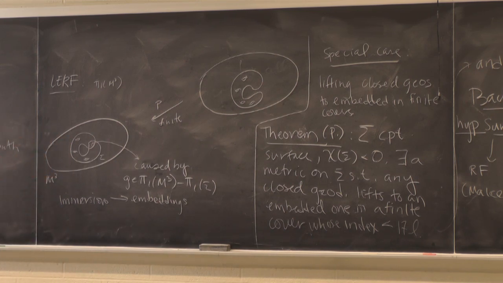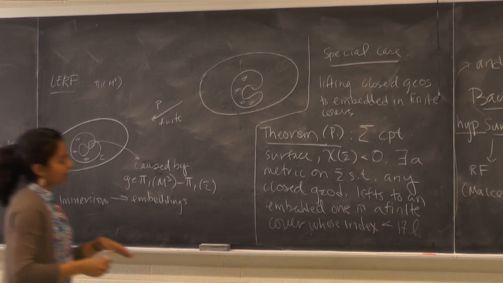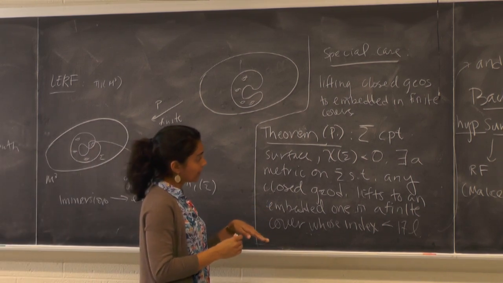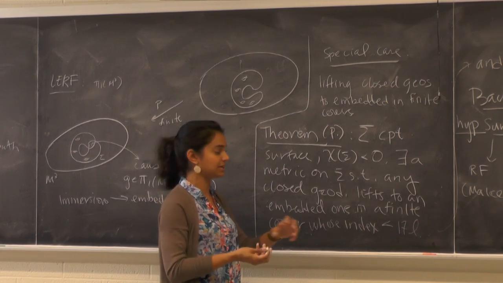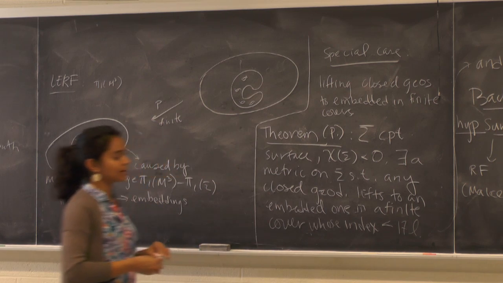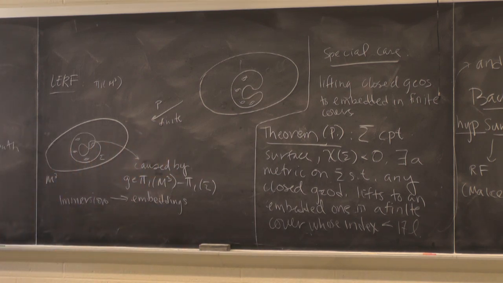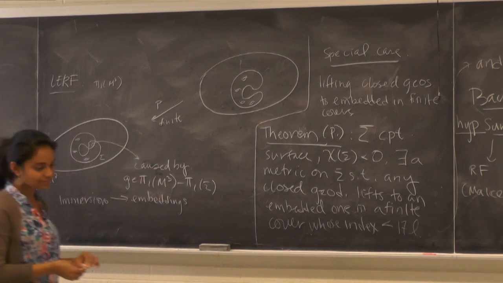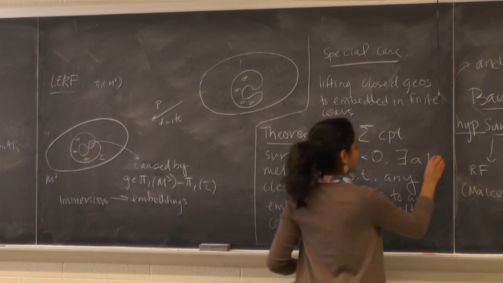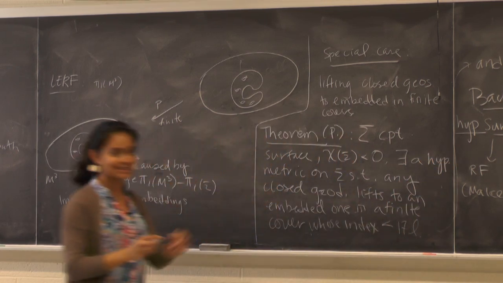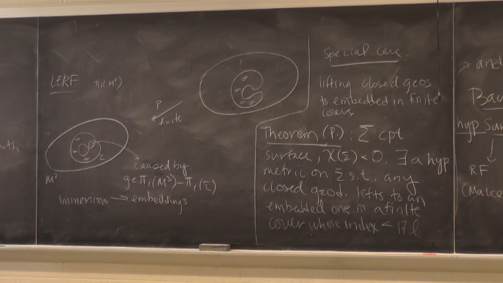So again, you can take a closed geodesic that's self-intersecting a bunch, and just lift it to be embedded. It's closed, it's an actual loop, but it's embedded now, and the index of that cover is bounded in terms of the length of the element. By metric, you mean hyperbolic metric, right? Oh yeah. There exists a hyperbolic metric on here. See, I left that space there.